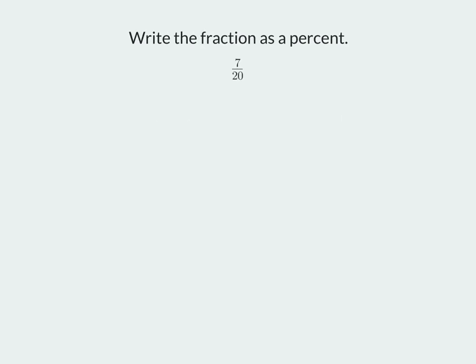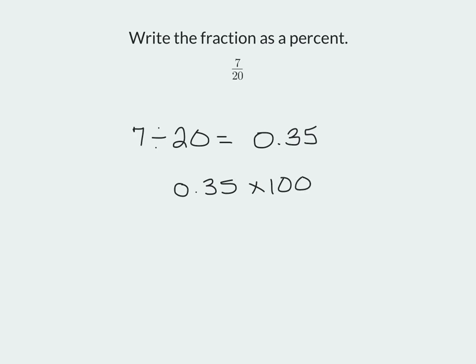Write the fraction as a percent. To convert fractions to percentages, we need to divide the numerator by the denominator. So we'll take our calculator and divide 7 divided by 20. When we do 7 divided by 20, we get 0.35. Notice we have a decimal. Now we're going to multiply that decimal by 100 to get a percentage. 0.35 times 100 is 35%, so our answer is 35%.